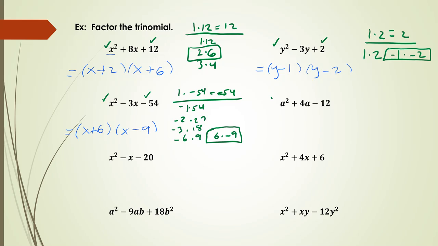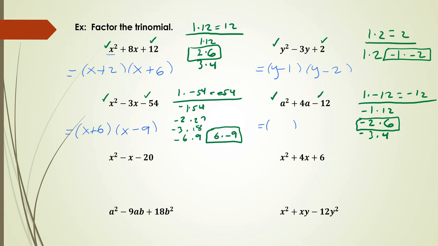A trinomial that starts with a 1 tells me I might be able to use this shortcut if I can find a factor pair. 1 times -12 is -12. When I run the factor pairs, I'll say -1 and 12, -2 and 6, -3 and 4, and I could go on, but I already see here that -2 and 6 add to give me +4. So that's going to be the factor pair I need.